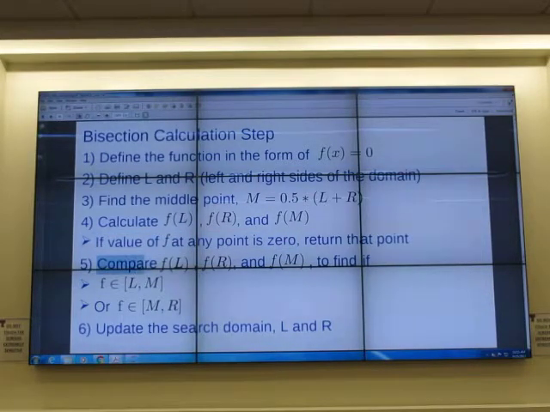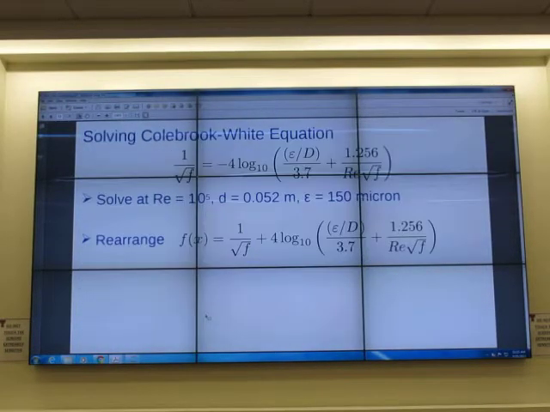But if not, we compare FL, FR, and FM to find if the answer should be between L and M or M and R. Once we know where the answer is, then we update the search domain accordingly.